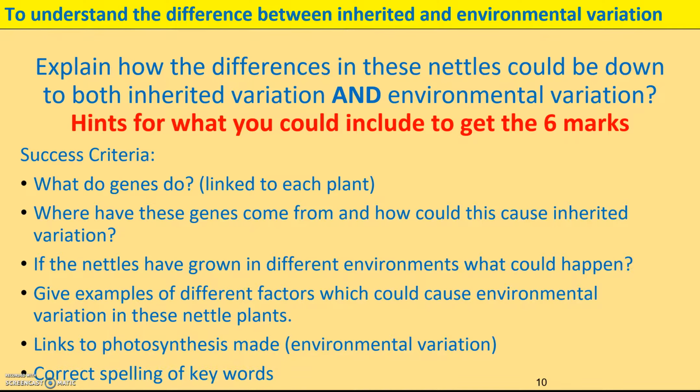So, our success criteria includes the following. What do genes do? Think about each plant and think about how the genetic code would impact upon the look of the plant. Where have these genes come from, and how could this cause inherited variation? If the nettles have grown in different environments, what could happen? Give examples of different factors which could cause environmental variation in these nettle plants. Think about the impact of photosynthesis, how this might be an example of environmental variation, and please try to use correct spellings throughout.